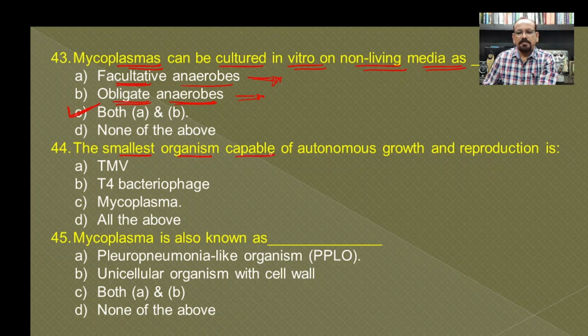The smallest organism capable of autonomous growth and reproduction is the mycoplasma. The tobacco mosaic virus and the bacteriophages do not have autonomous growth and reproduction; they are completely dependent upon the host for their reproduction, and hence the mycoplasma has the ability for autonomous growth as well as reproduction. Mycoplasma was first discovered in the fluid of animals suffering from pleuropneumonia, and hence it is known as the pleuropneumonia-like organism, that is the PPLO, and hence A will be the correct answer for this question.